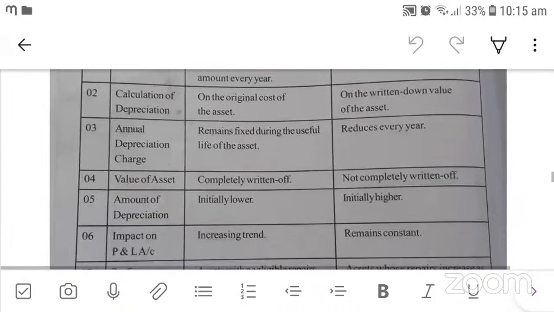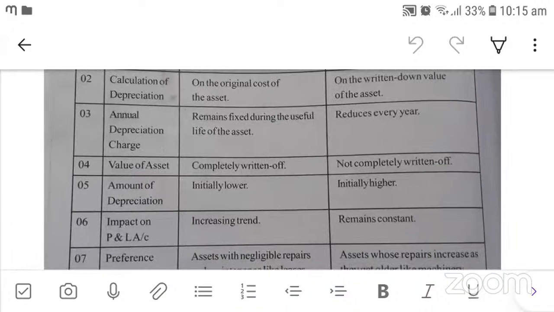Okay, annual depreciation charge. In the straight line method, it remains fixed during the useful life of the asset. The annual depreciation will be the same throughout the life of the asset. But in the written down value method, the amount of depreciation reduces every year.